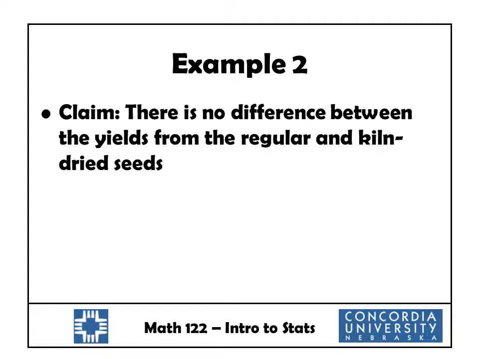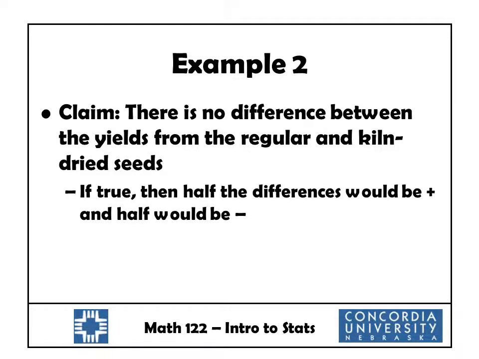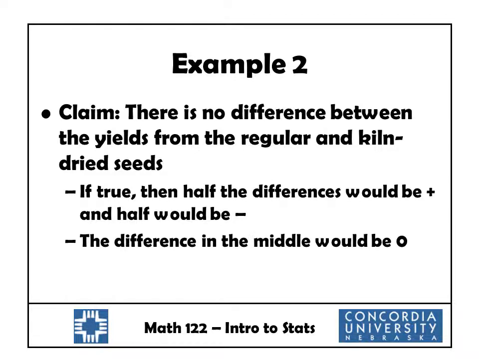So again, here's our claim. There's no difference between the regular and the kiln-dried seeds. Well, if this claim were true, then half of the differences would be positive and half would be negative. So if there's no difference, then about half the time the regular would do better than the kiln-dried, and about the other half of the time the kiln-dried would do better. So half those differences would be positive, half would be negative. So if I were to line up all those differences from smallest to largest, then the one right in the middle would be 0. In other words, the median would be 0.